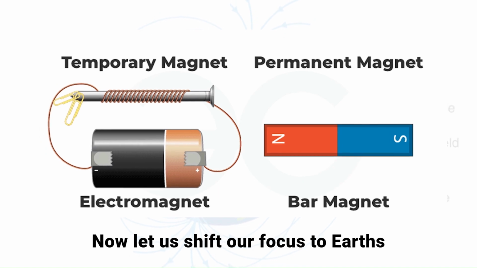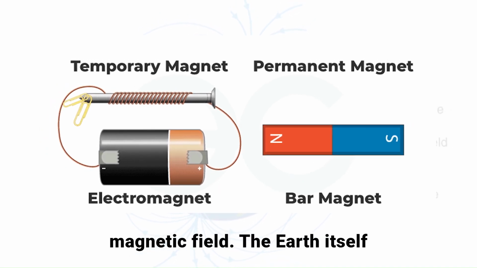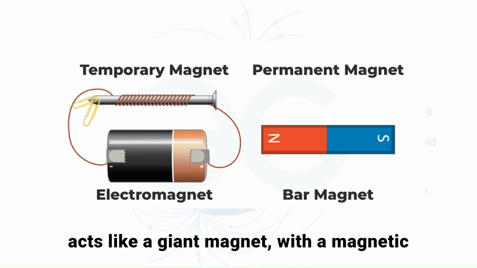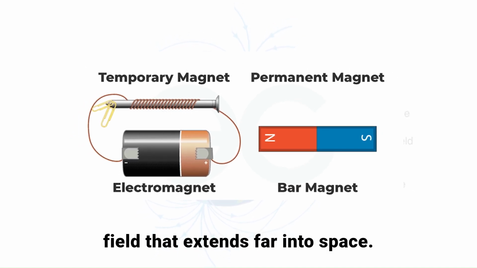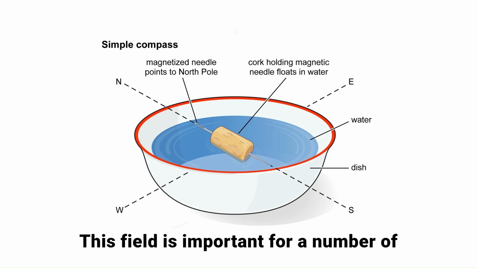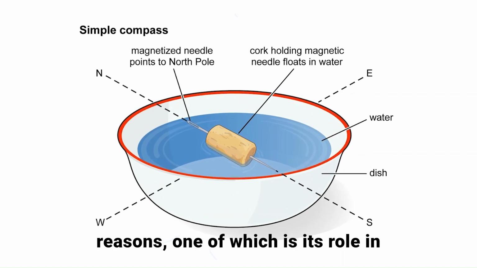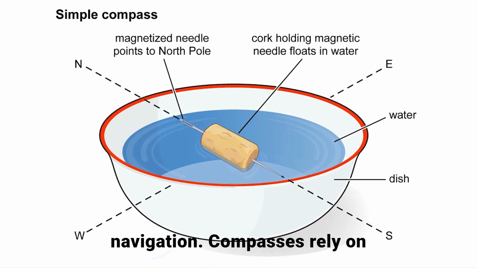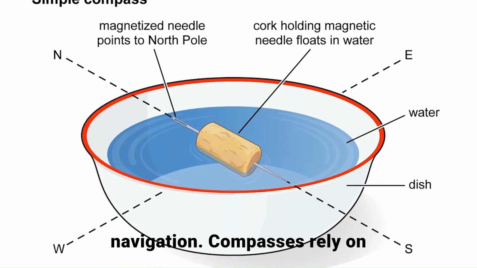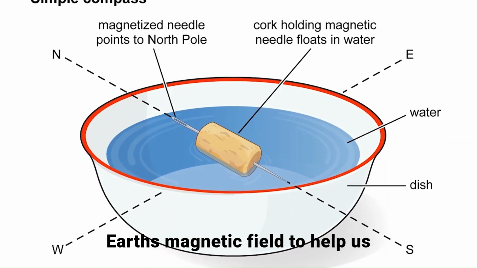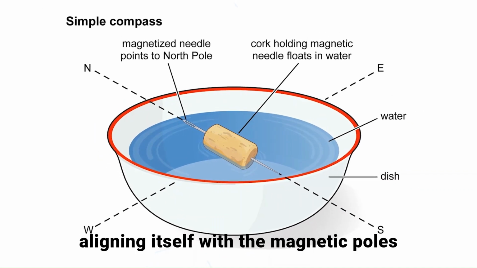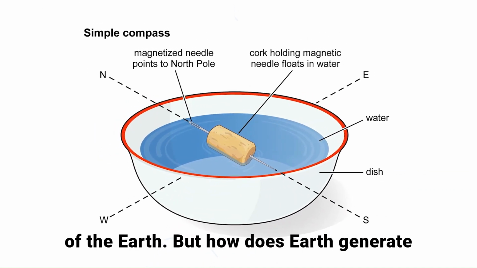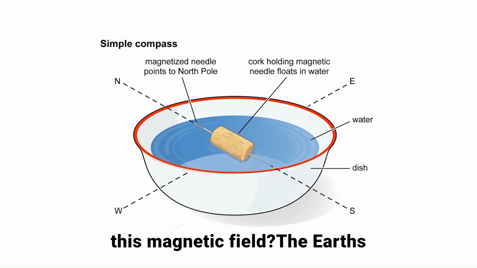Now, let's shift our focus to Earth's magnetic field. The Earth itself acts like a giant magnet, with a magnetic field that extends far into space. This field is important for a number of reasons, one of which is its role in navigation. Compasses rely on Earth's magnetic field to help us determine directions, with the needle aligning itself with the magnetic poles of the Earth. But how does Earth generate this magnetic field?